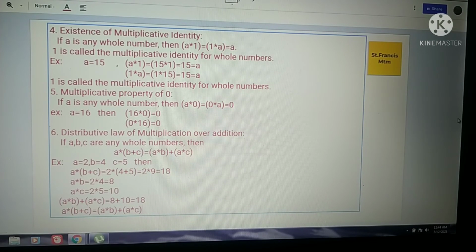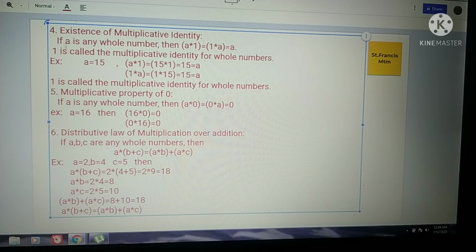See, the fourth property: existence of multiplicative identity. We have seen the additive identity. A plus 0 equals 0 plus a equals a. You will get that number a only. So 0 is the additive identity. Now here, multiplication. So what will be the multiplicative identity?